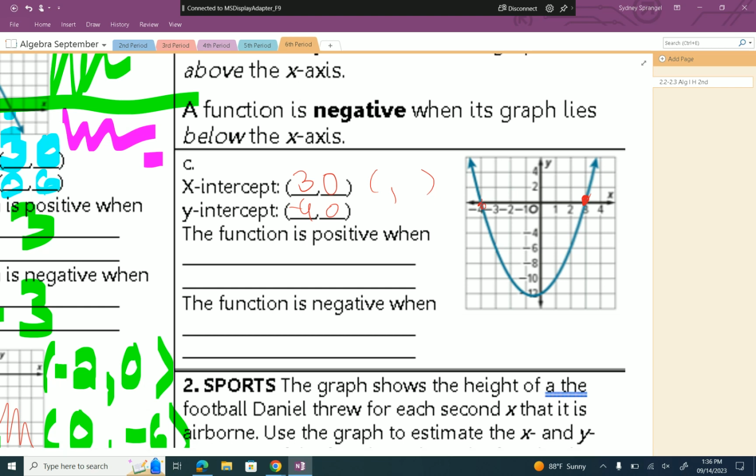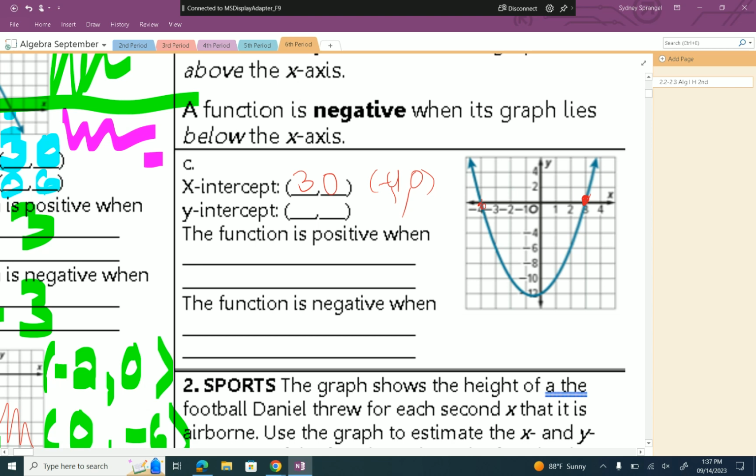When am I above the x-axis? Anybody got an idea? When am I above the x-axis? When am I positive? What do you think? Negative 4 and 0 is an x-intercept, not a y. Oh, sorry. I'm so sorry. I'm glad you saw that. So we didn't even finish that part. It's really cool. I like this thing. I'm just bad at using it. Sorry, I forgot to ask.